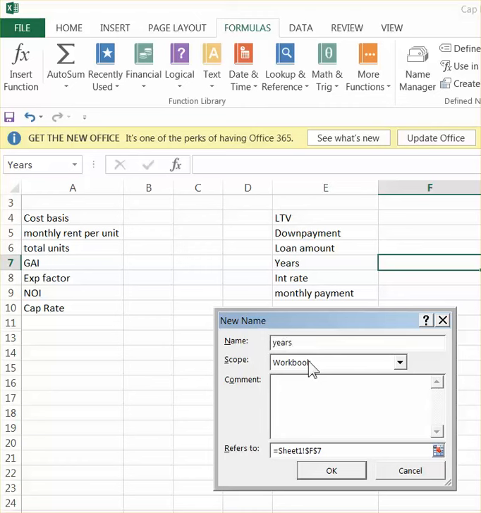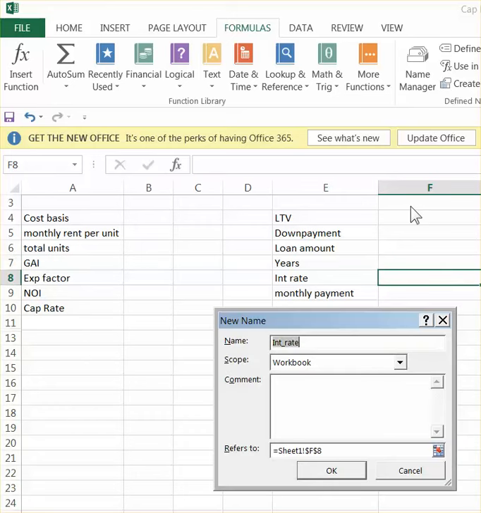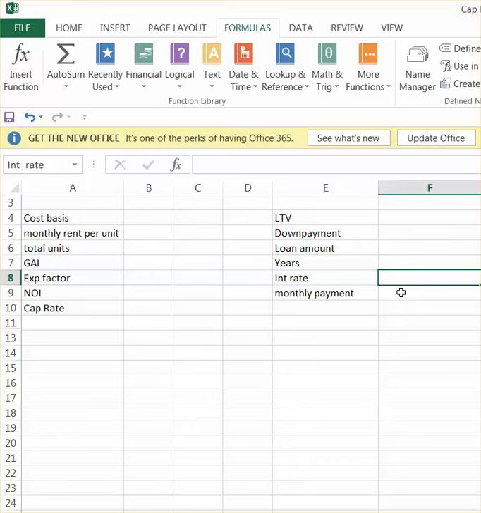What did I do wrong? Oh, I've already named that one. No wonder it doesn't want me to name it again. Okay, so bump down there. Define the name. One more to go. So this will get the cap rate calculation that Jim wanted. I'm going to do a Control S to save this right now.